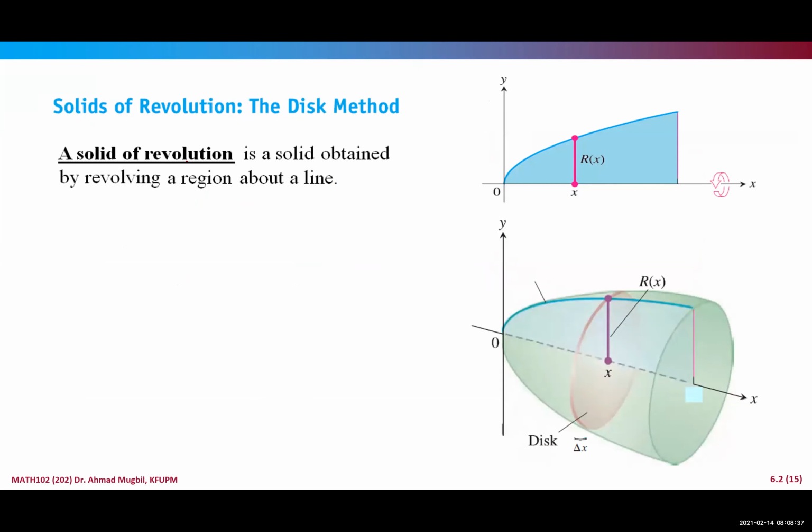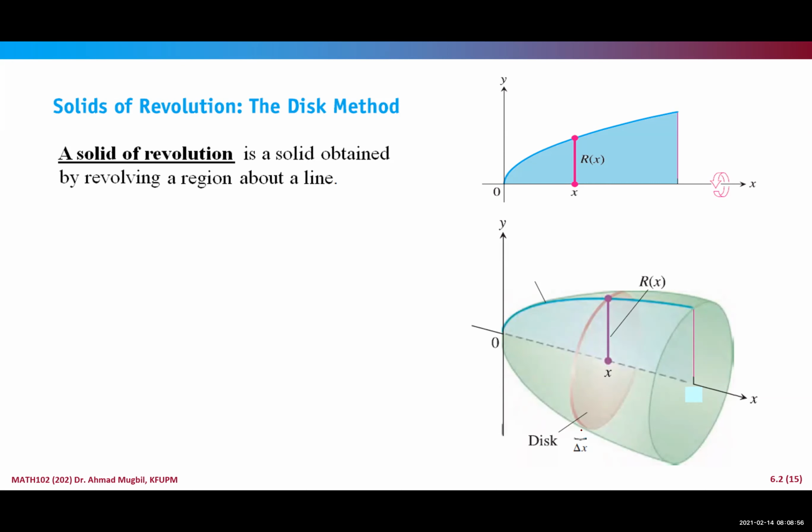So what is the solid of revolution? If you want to give it a definition, it is a solid obtained by revolving a region about a line. In our case, this line here is the x-axis. It could be the y-axis. It could be any other horizontal line or vertical line.